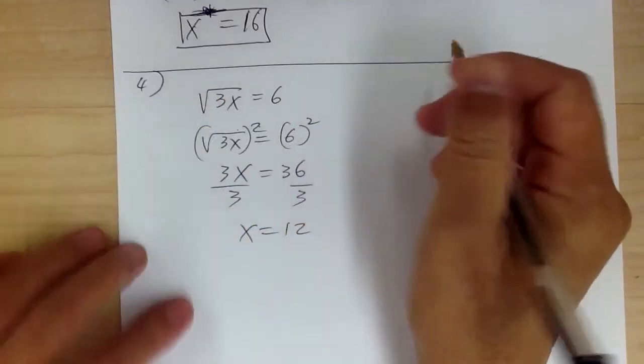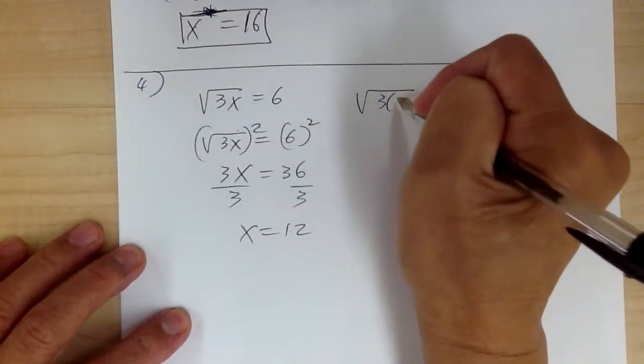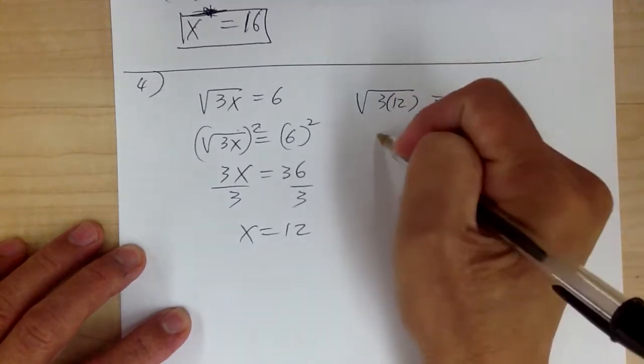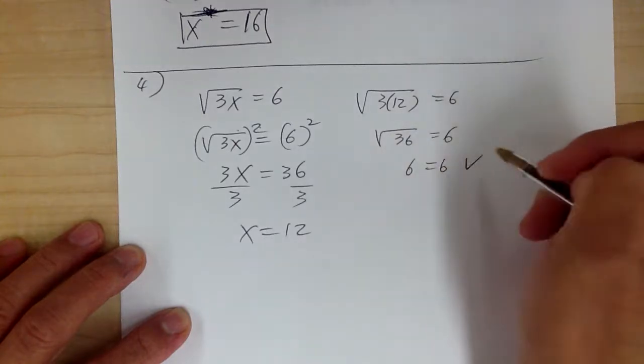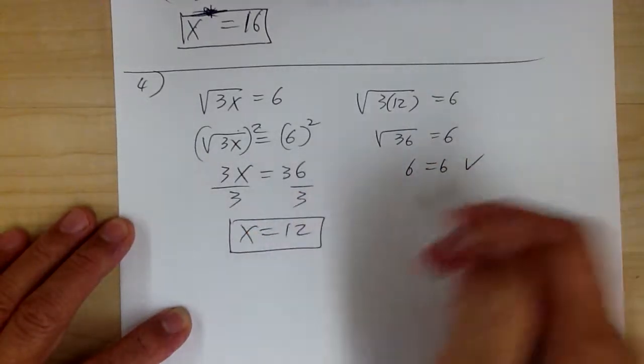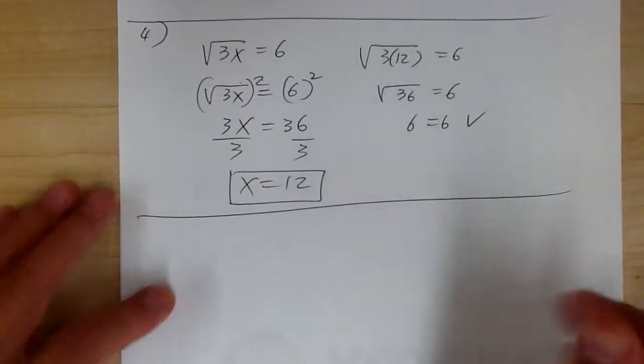Okay, and I'm going to check my answers. So square root of 3 times 12 equal to 6. Square root of 36 equal to 6. 6 equal to 6. So check. Okay, so once you check, then it's good. Then you mark the answer.